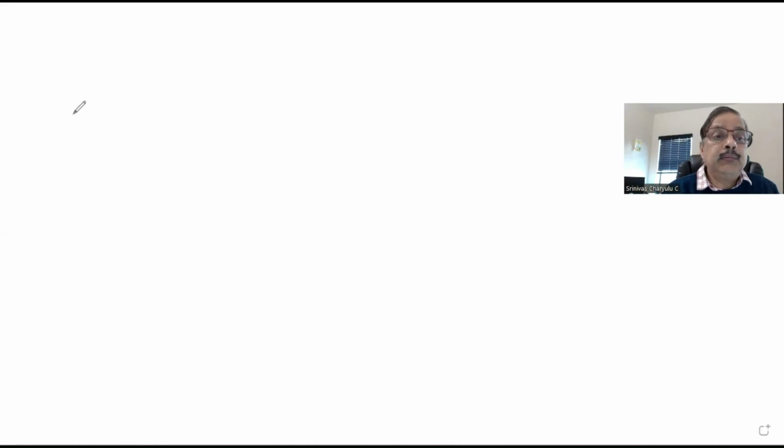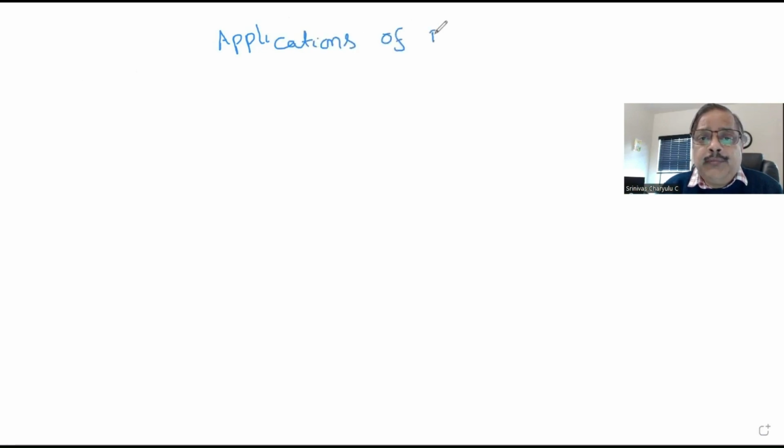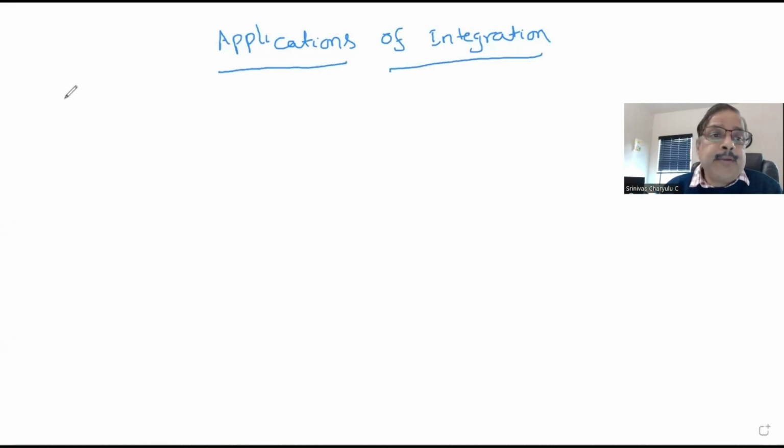Now we will be focusing on applications of integration. We will be discussing mainly the areas. We won't discuss any other topic today other than calculating the area under a given curve. Okay, let us see how to do this.